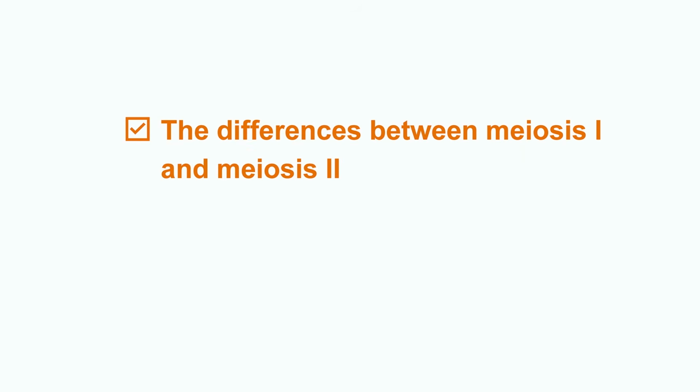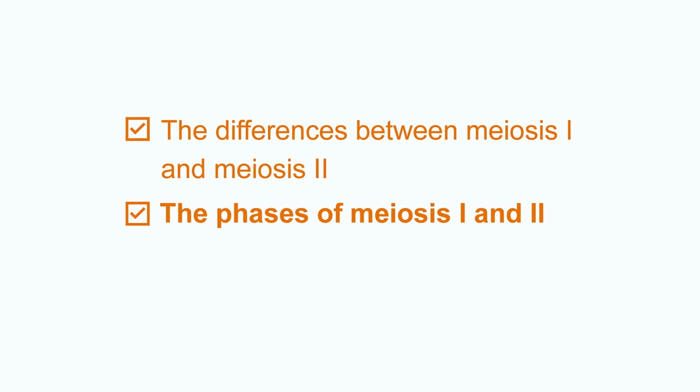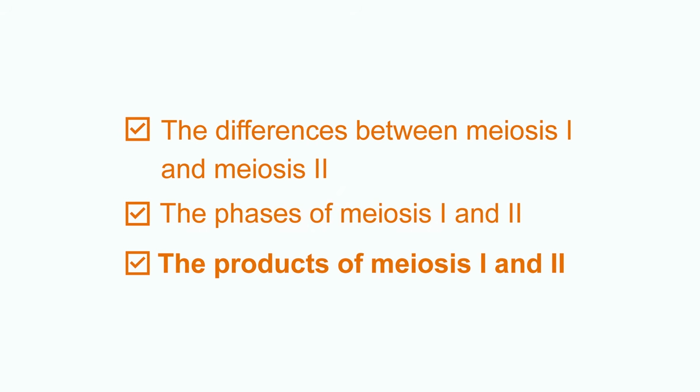Today, I'm going to talk about meiosis to understand how gametes, or egg and sperm cells, are produced. At the end of this video, you will understand the differences between meiosis 1 and meiosis 2, the phases of meiosis 1 and meiosis 2, and the products of meiosis 1 and meiosis 2.